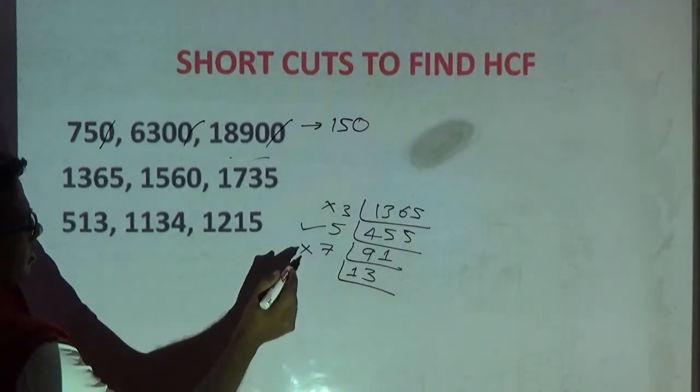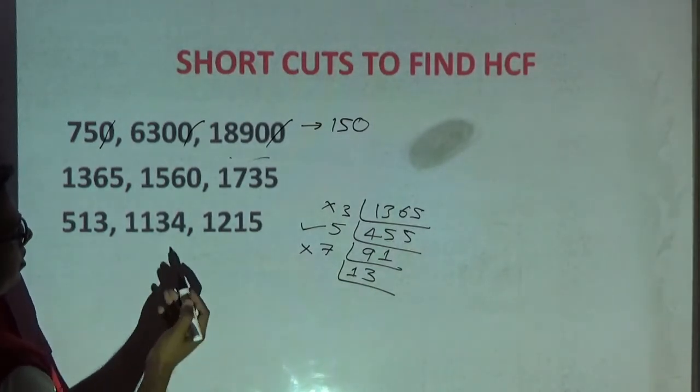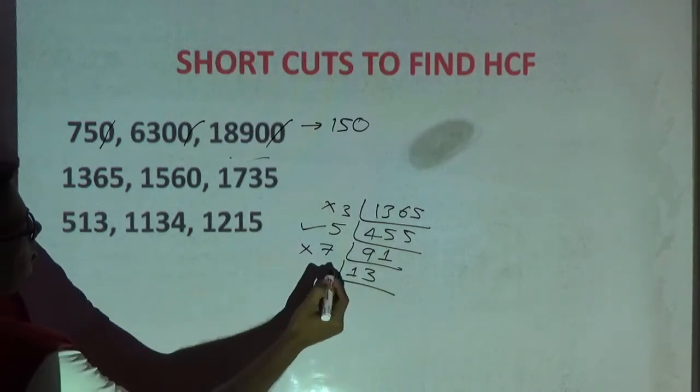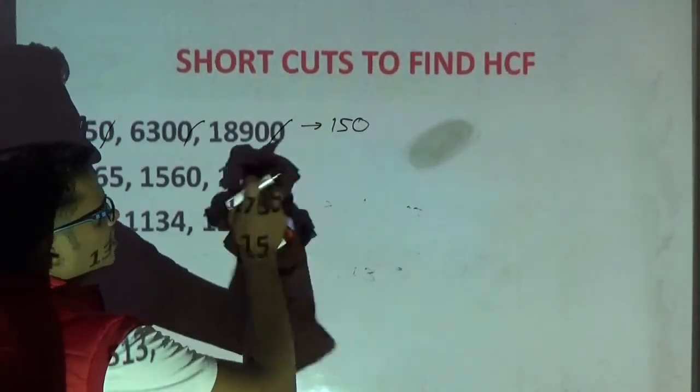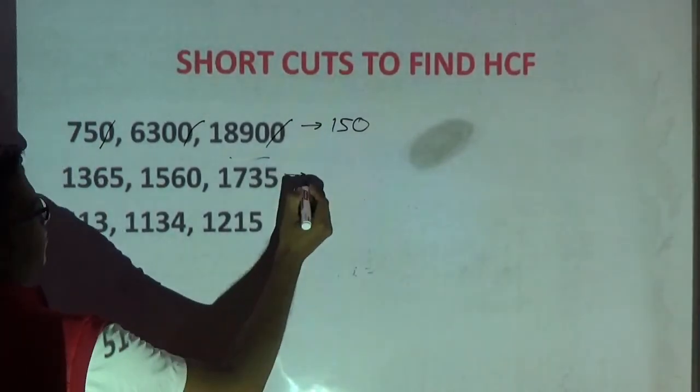Now, from 13 whether you can divide? No, not at all possible. Therefore, what is the HCF? HCF is 5. The HCF for this example is 5. 5 is your HCF. That's it.